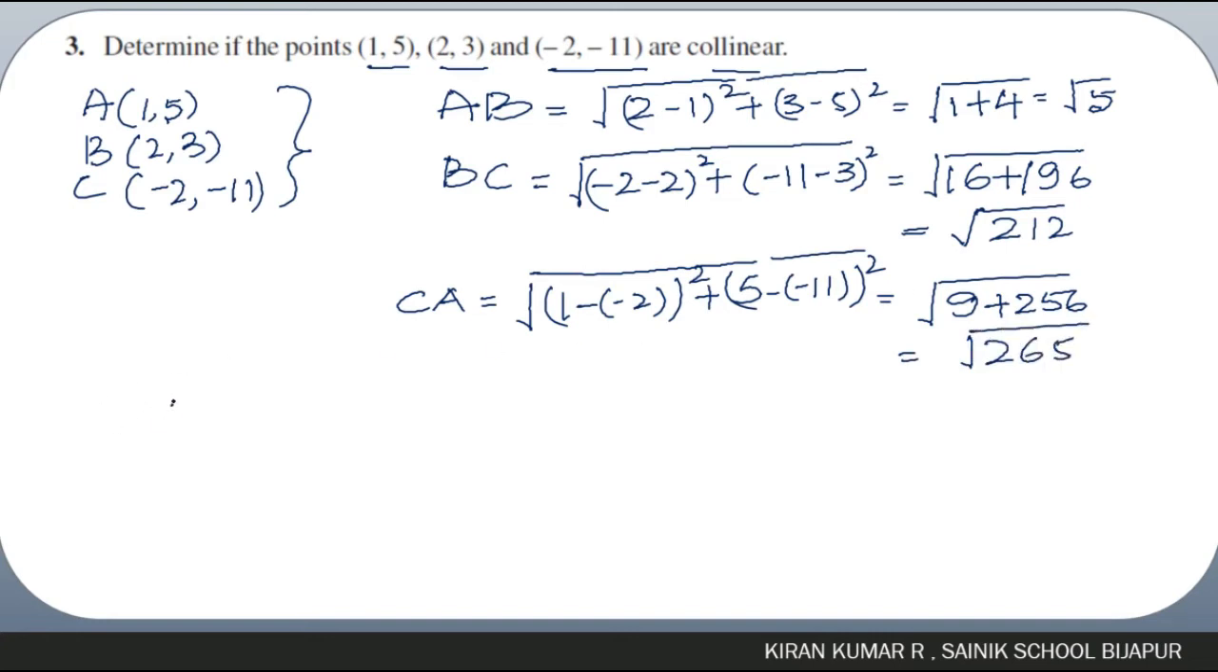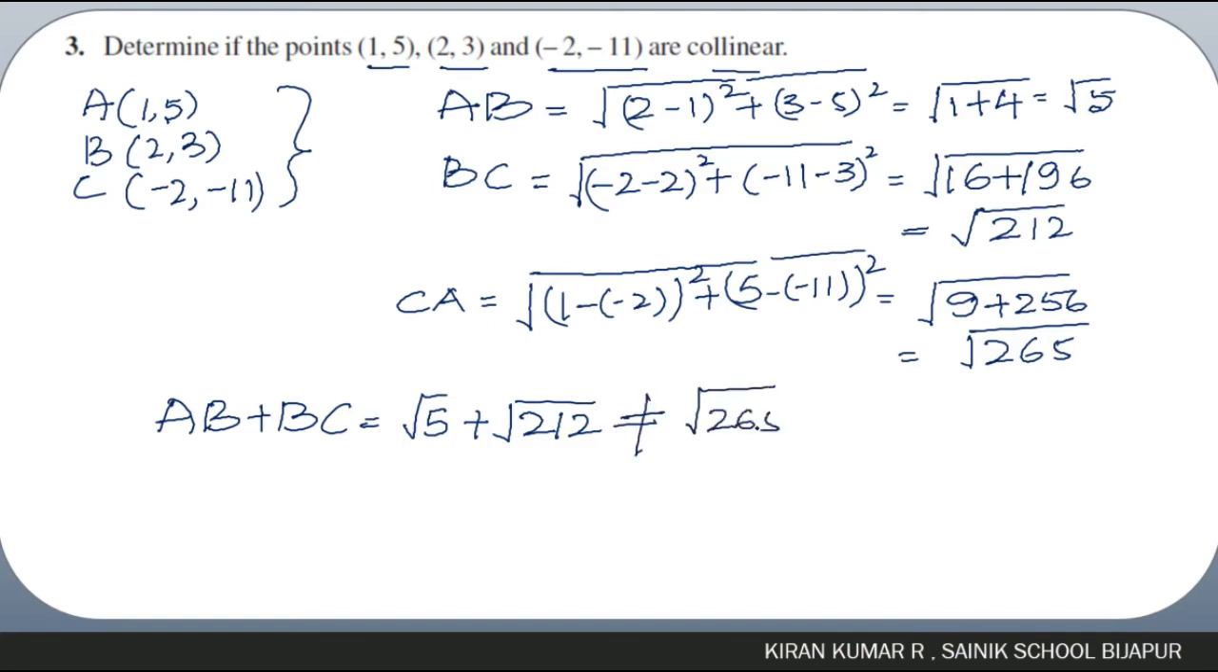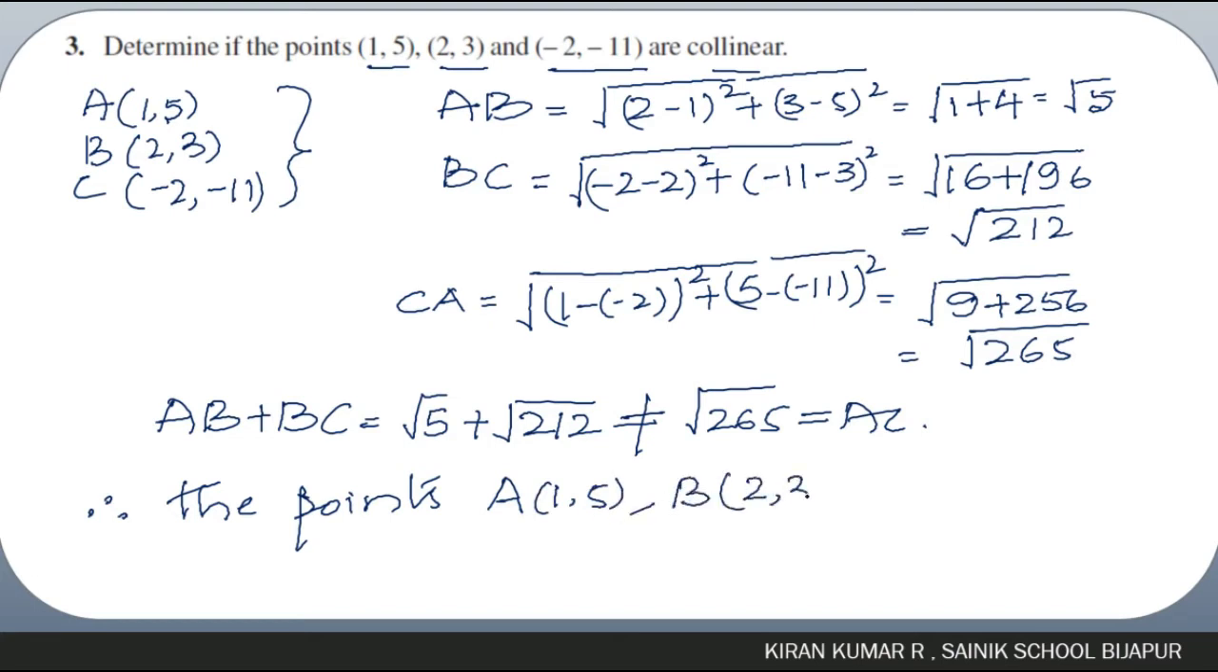What do you observe here? The length of AB plus BC will be root of 5 added to root of 212, and this is not equal to root of 265, which is AC. Therefore, the points A (1, 5), B (2, 3) and C (-2, -11) are not collinear.